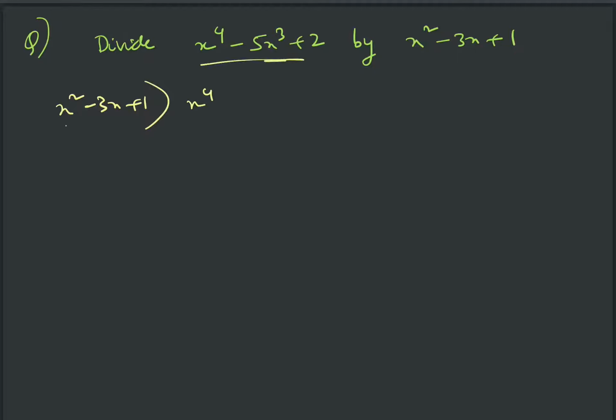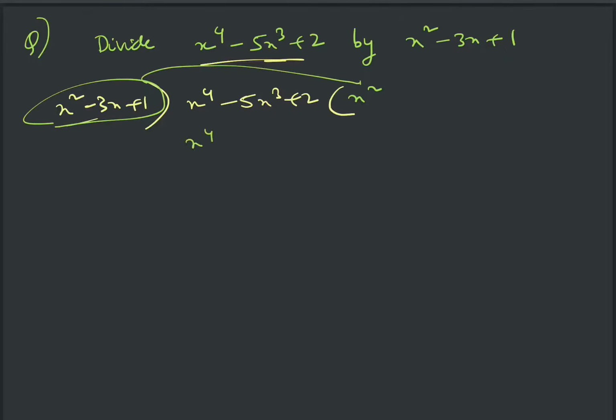For example, divide x power 4 minus 5x cubed plus 2 by x square minus 3x plus 1. So you need to divide x power 4 minus 5x cube plus 2 by x square minus 3x plus 1. What do you need to multiply with x square to get x power 4? You multiply with x square. Now this entire divisor is multiplied with x square, so you get x power 4 minus 3x cube plus x square.